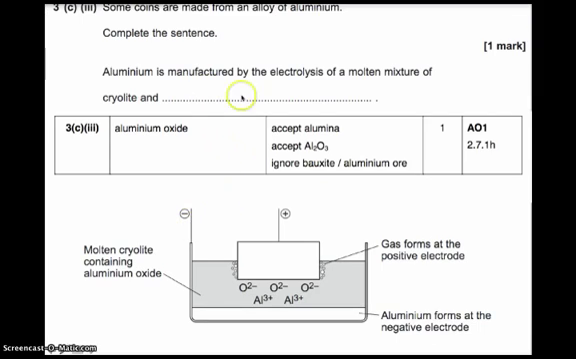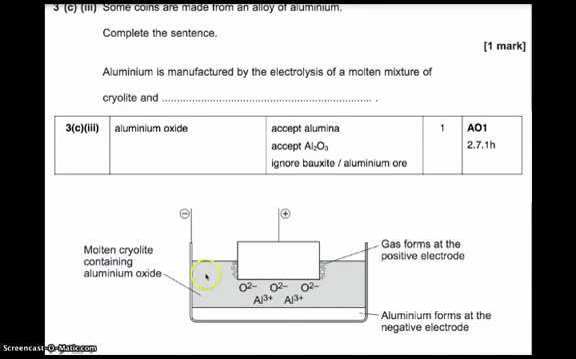So here we go. Here's a typical question here. So aluminium is manufactured by the electrolysis of a molten mixture of cryolite and that would be aluminium oxide. This is the mark scheme here. And if you look, they've said ignore bauxite or aluminium ore. You have to be specific about the fact that it's aluminium oxide. And this is our typical setup here.